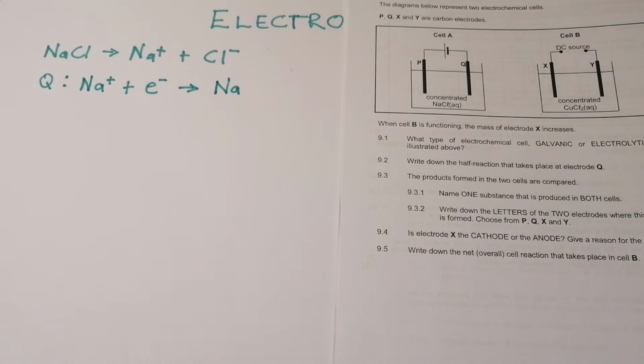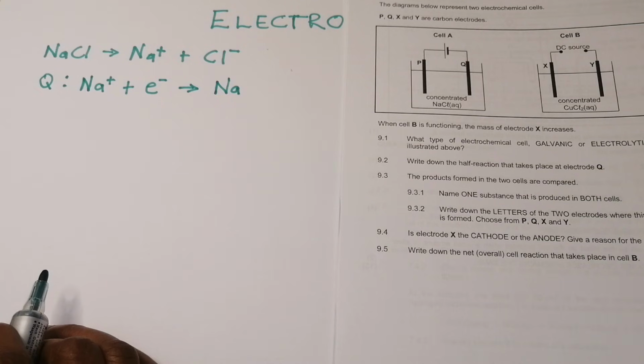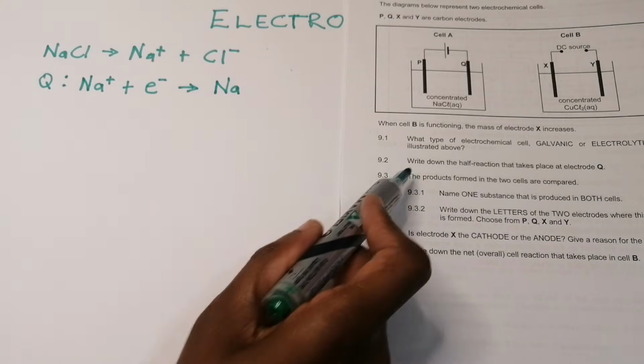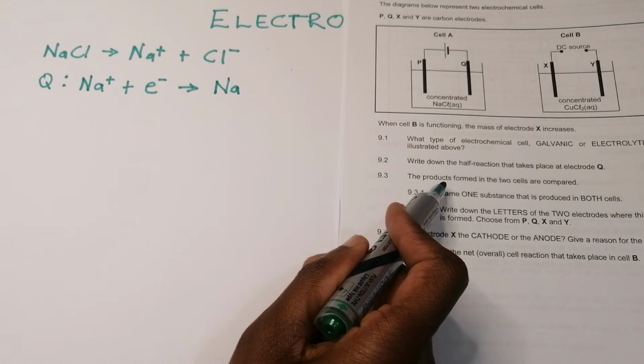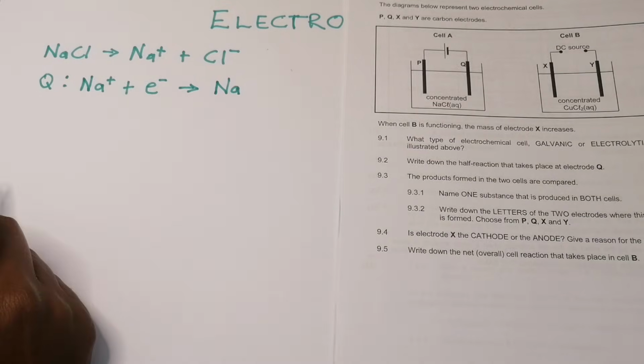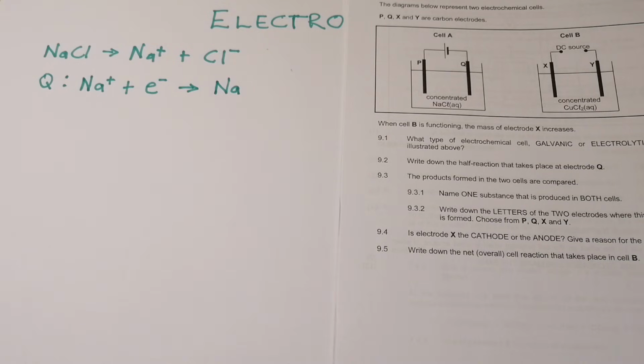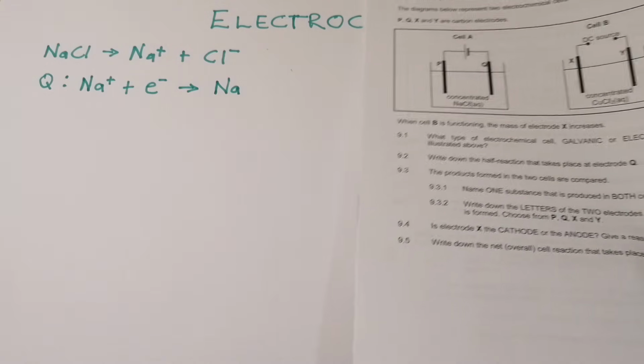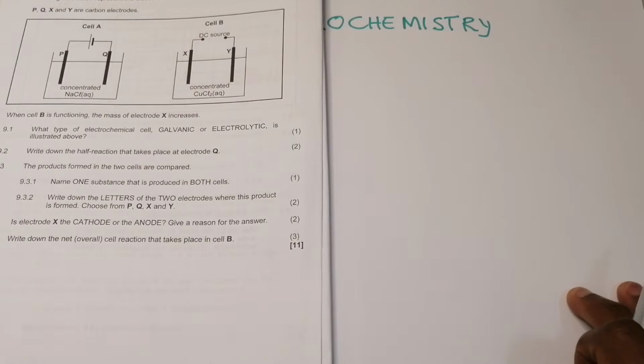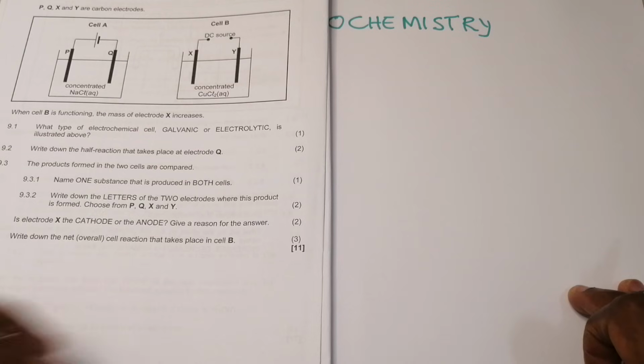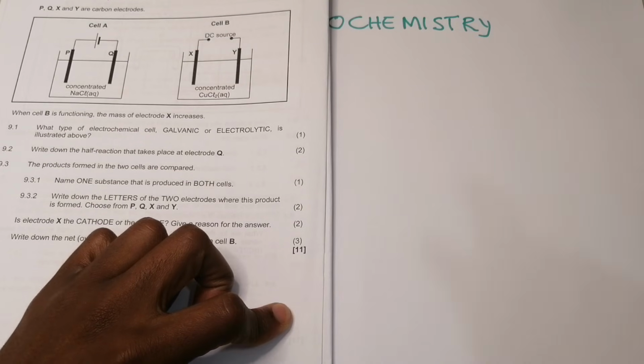So we've gone through that one, 9.2. They say the product formed in the two cells are compared. Now before I answer that question, if you don't mind, I would like to quickly analyze what happens in this reaction, and I think it would make it easier for us to answer.